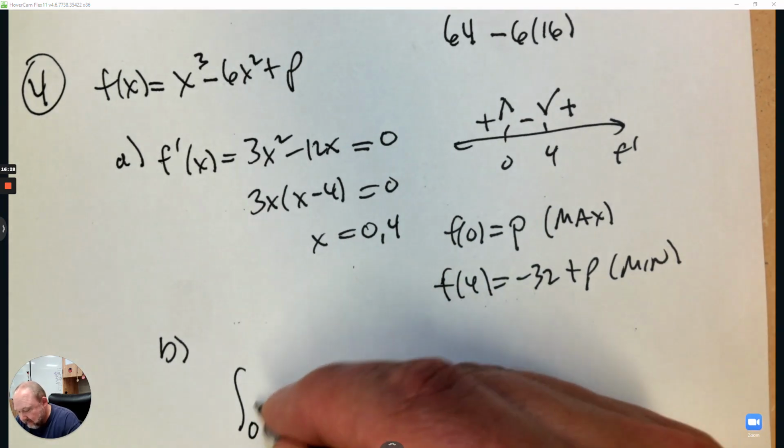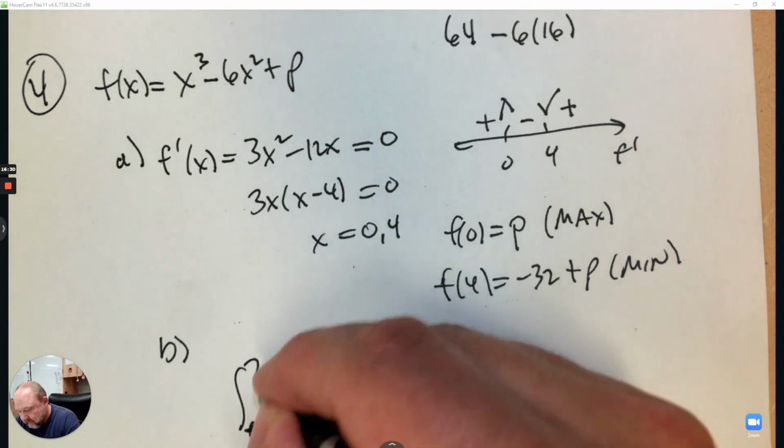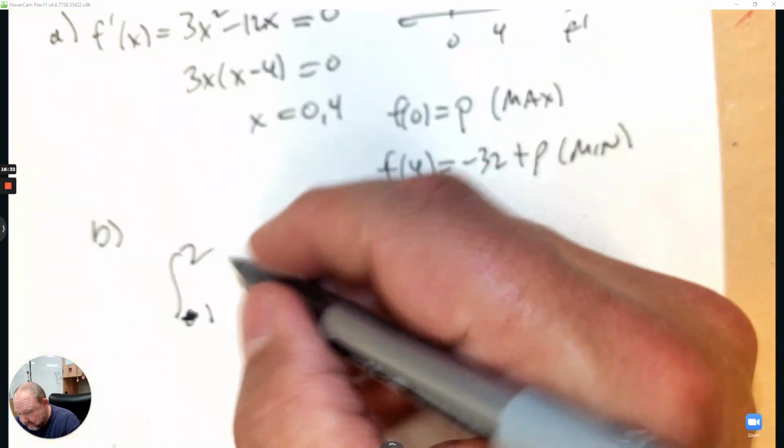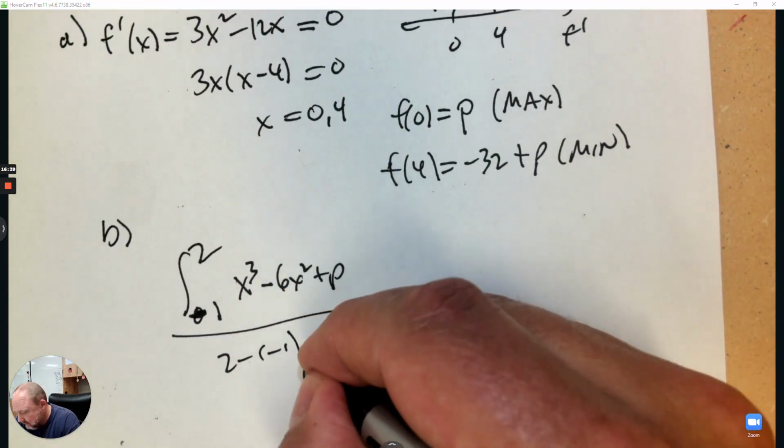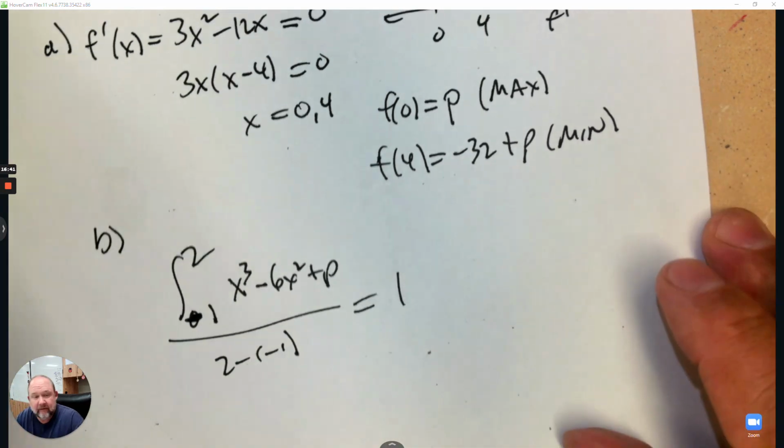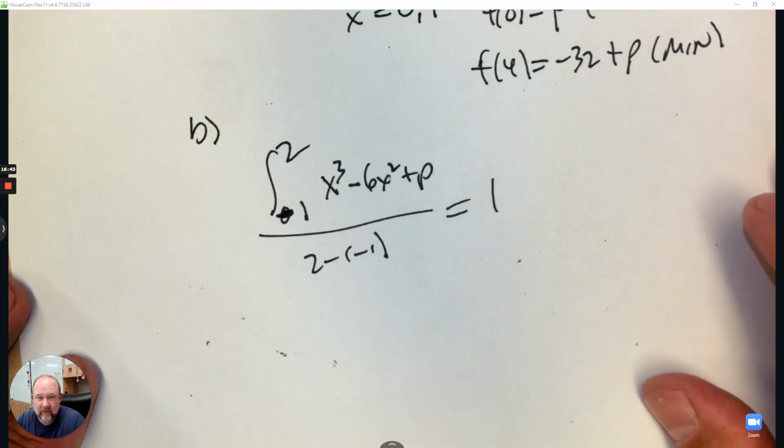Part B, find the average value. So for that we integrate from negative 1 to 2. And we're going to integrate the function x cubed minus 6x squared plus p, and then divide by the difference of the bounds. And we want to know when that's equal to 1. And then we would solve that equation for p.